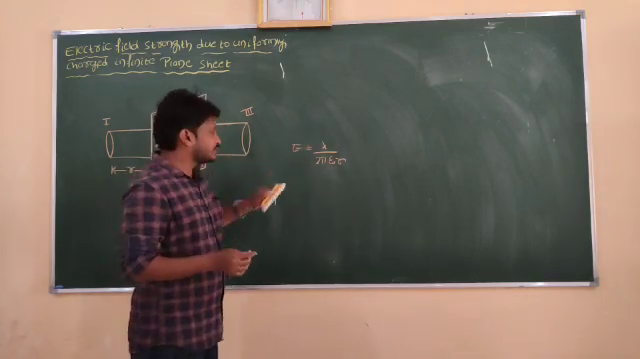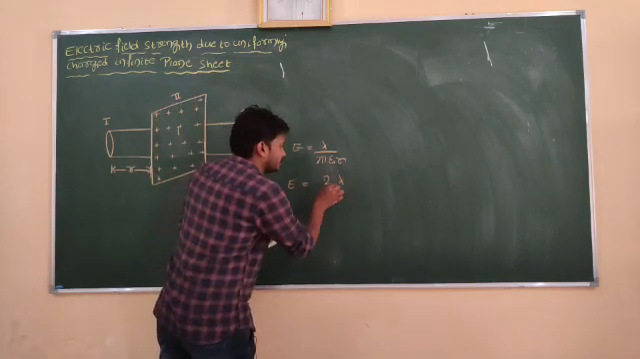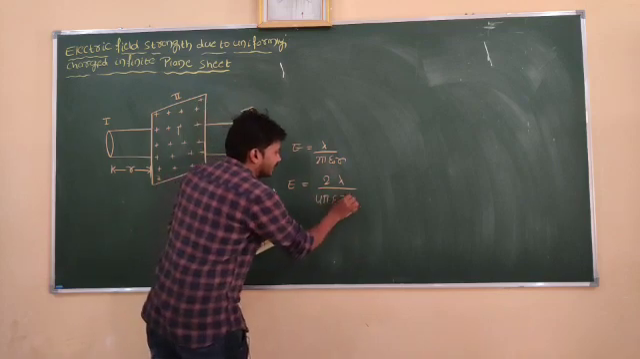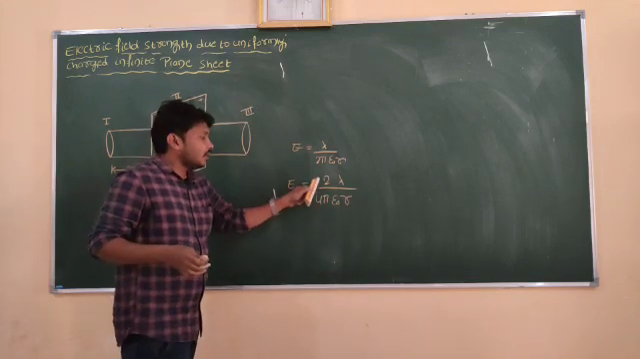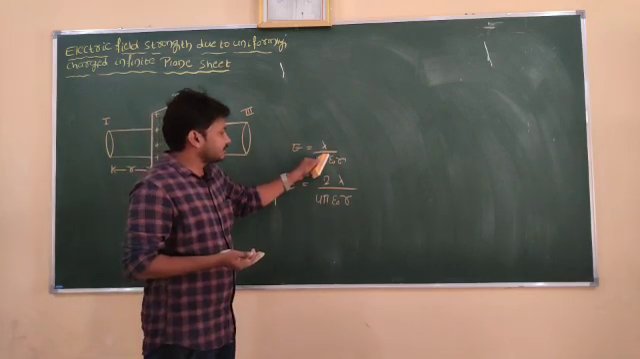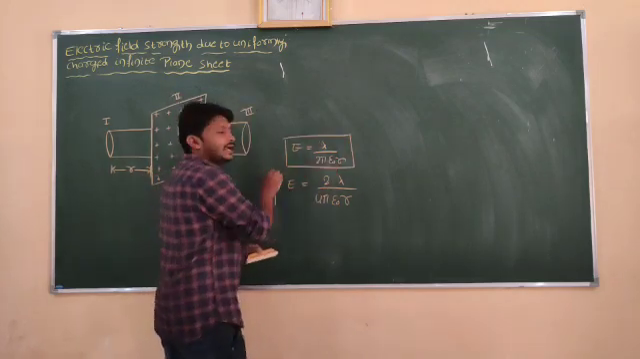Or let me rewrite this equation. Otherwise I will write this equation as 2 times lambda divided by 4 pi epsilon naught into R. Why? Because 1 by 4 pi epsilon naught is a standard value I have, so you may write this value or this one. So this equation is applicable for an infinite straight wire.